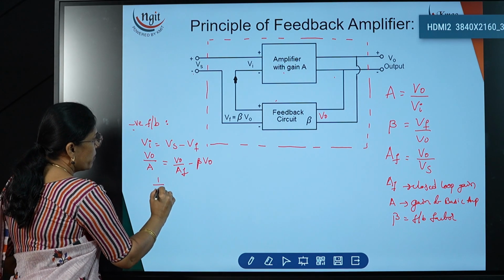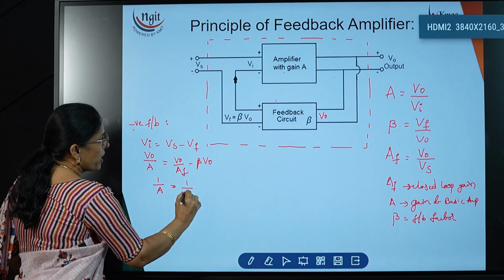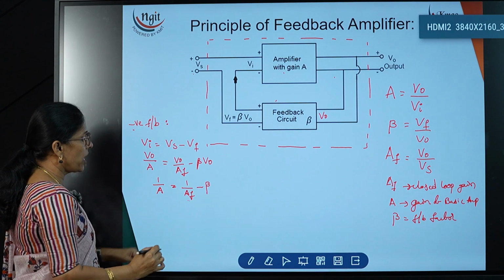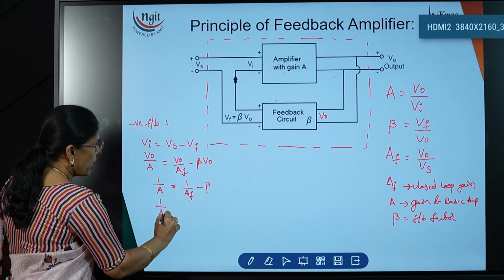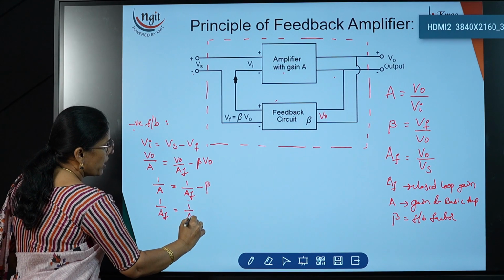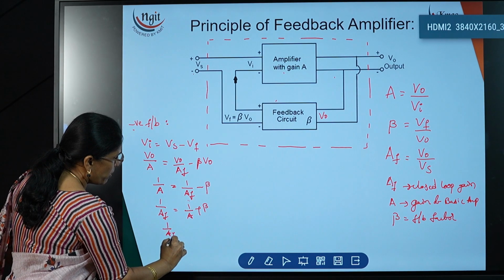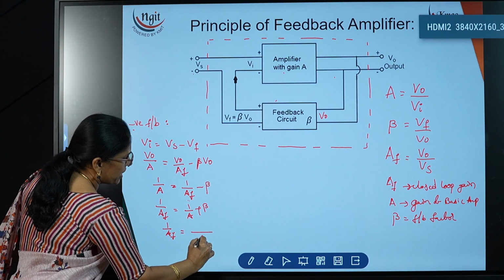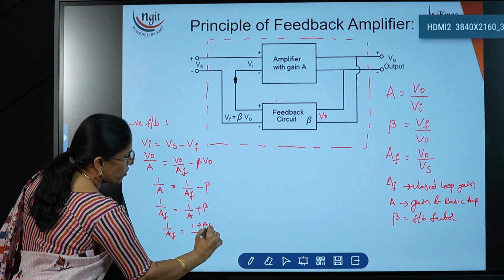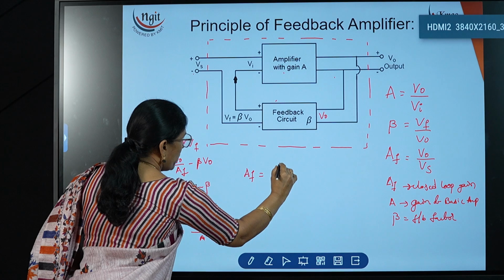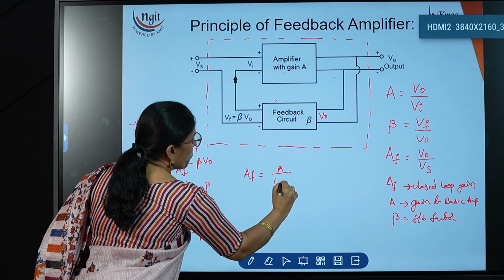Now from this we can cancel the V0 value. Then we get 1 divided by A is equal to 1 divided by AF minus beta. Now what do we want? We want AF. So 1 divided by AF is equal to 1 divided by A plus beta. Now take the LCM: 1 by AF is equal to 1 plus A beta over A. So AF is equal to A divided by 1 plus A beta.